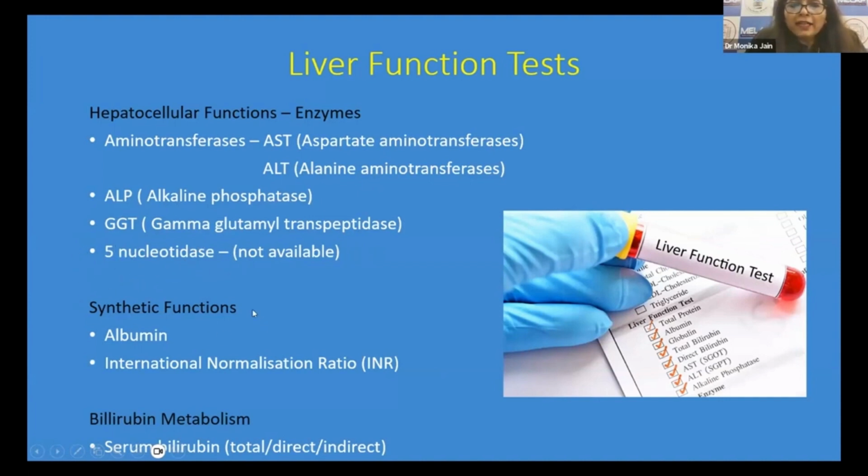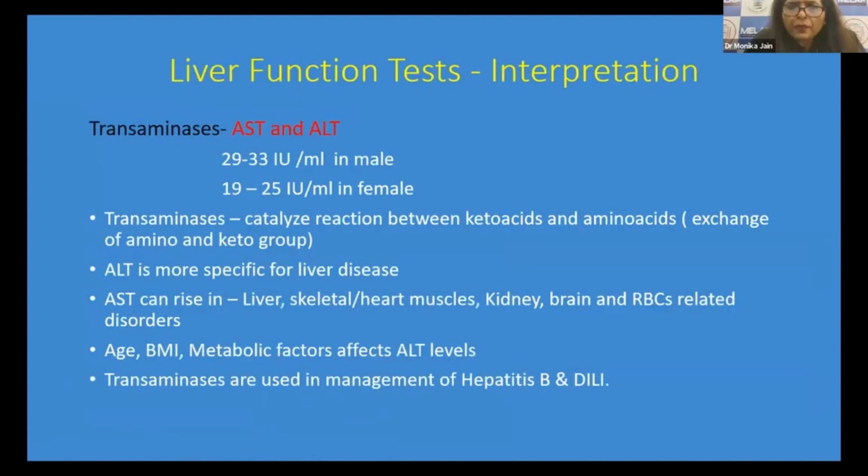The second is the synthetic function of liver, which can be assessed by looking at albumin and international normalized ratio, that is the INR. Then bilirubin metabolism can be assessed by looking at bilirubin, which is total, direct, and indirect. So these are the tests which we order when we order an LFT.